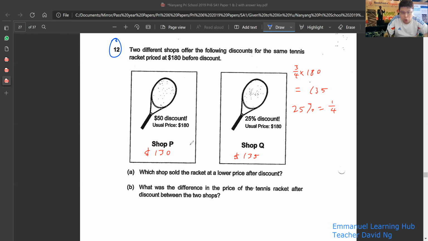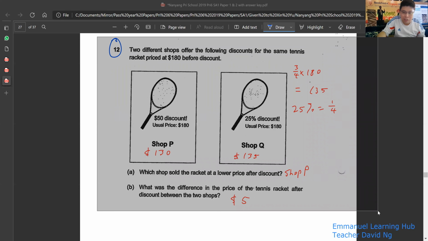So you have the price on both shops now, right? 130, 135. Which shop sold the racket at a lower price after discount? Shop P. What was the difference in price after discount? Difference in price, $5. Is it obvious? No need to explain further why $5. 135 minus 130, that's the reason.